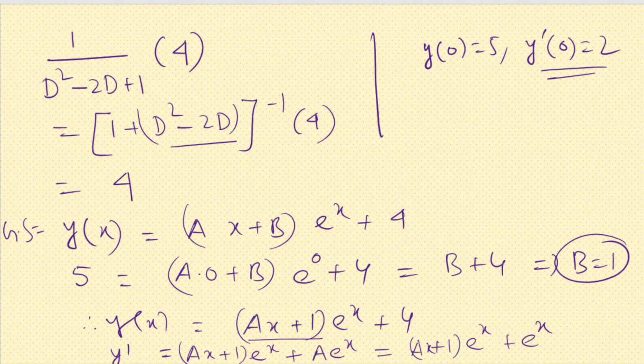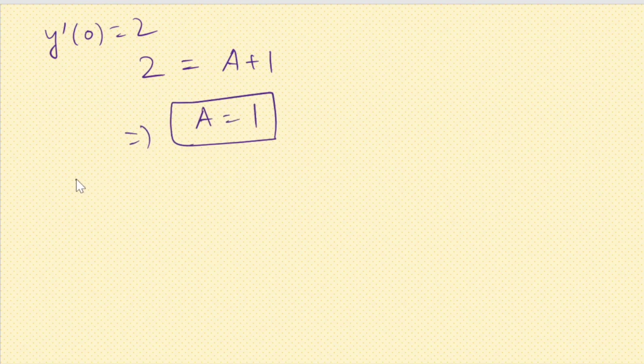This gives 2 = y'(0), which means simply a + 1. This implies a = 1. So we get a = 1 and b = 1, therefore y(x) = (x + 1)e^x + 4.